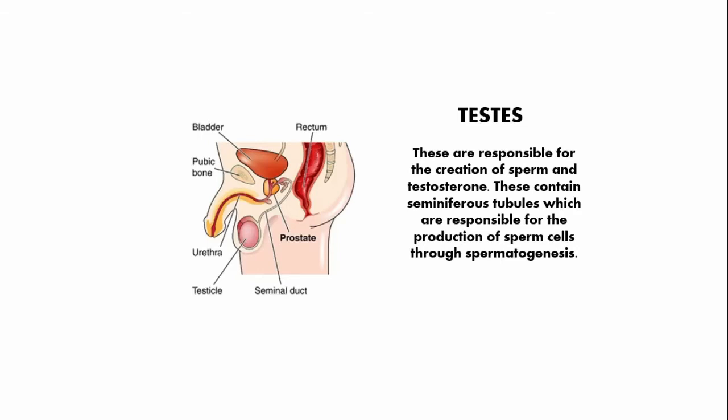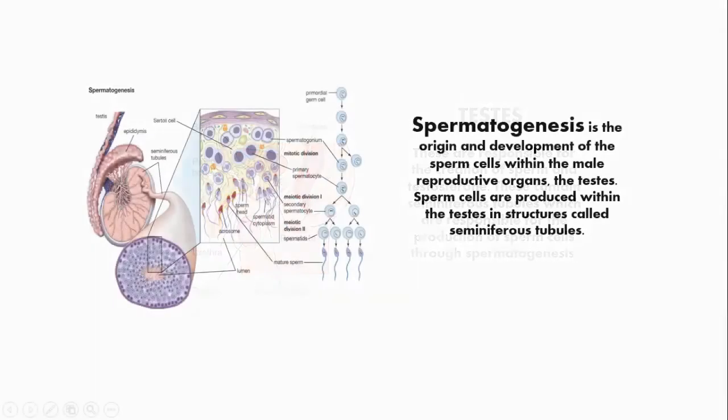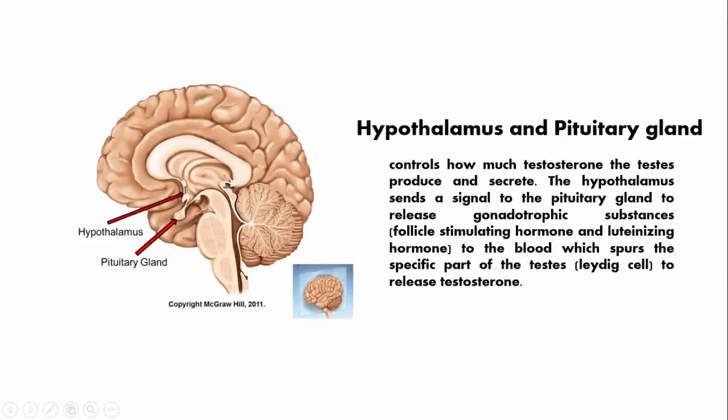These contain seminiferous tubules, which are responsible for the production of sperm cells through spermatogenesis. Spermatogenesis is the origin and development of the sperm cells within the male reproductive organs, the testes. Sperm cells are produced within the testes in structures called seminiferous tubules. The hypothalamus and pituitary gland control how much testosterone the testes produce and secrete.